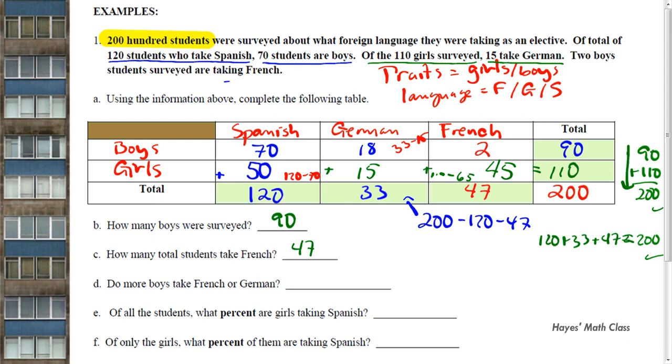How many boys, do more boys take French or German? So you're looking like, they take German. There's like 18 boys taking German.